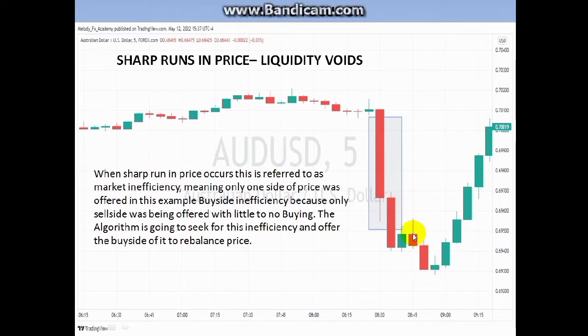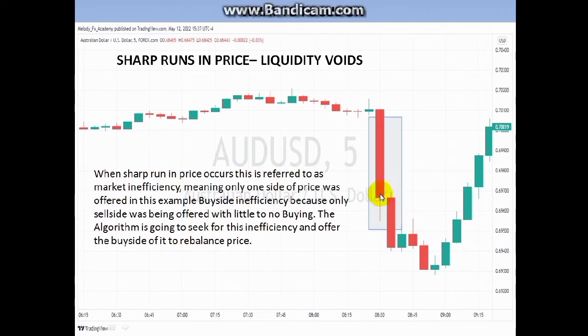As we can see here, this is a sharp run, this is a liquidity void. This was just buy side inefficiency, the market only offered on the sell side. There was not much buying in this area of price action, there was just selling, which ought not to be so, because the market is more like buying and selling, buying and selling. But the algorithm repriced so fast that only sell side was offered right here, creating some kind of liquidity void.